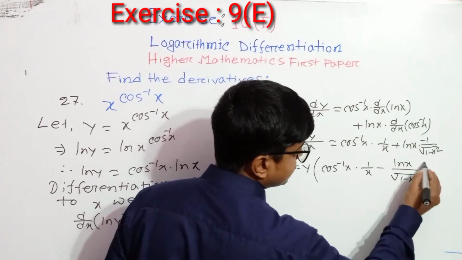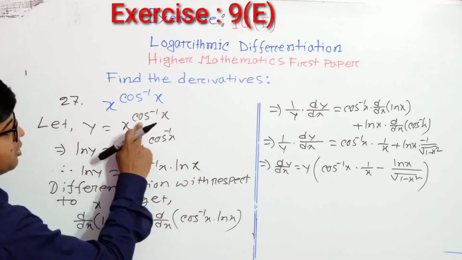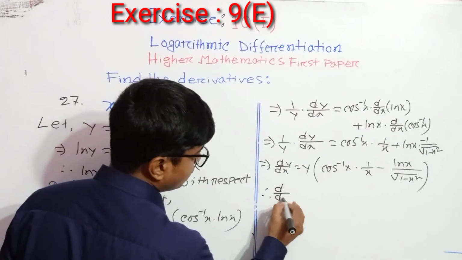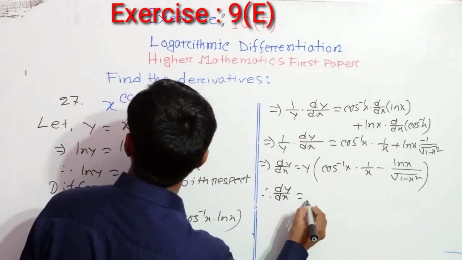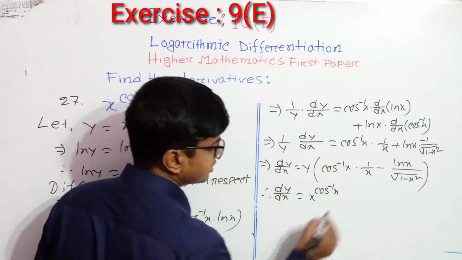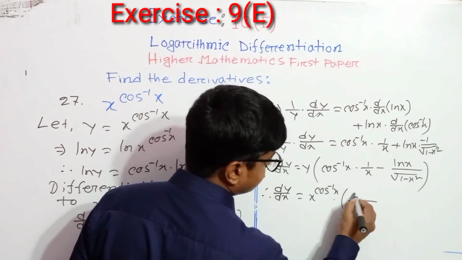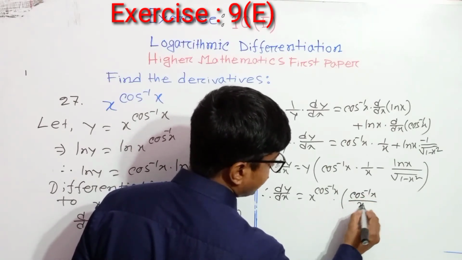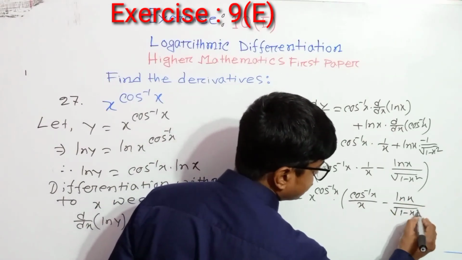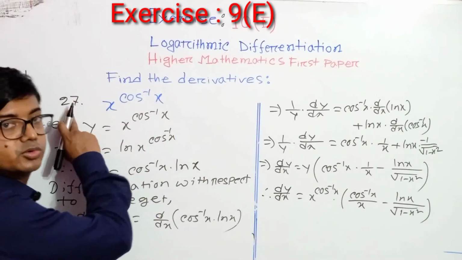And here y equals to x to the power cos inverse x, so we can write d dx of y equals to x to the power cos inverse x into cos inverse x by x minus ln x by root over 1 minus x square. This is the required answer of question number 27.